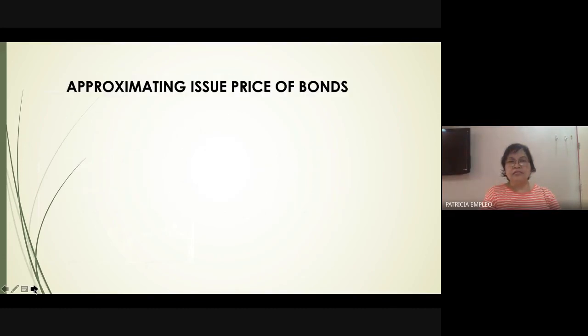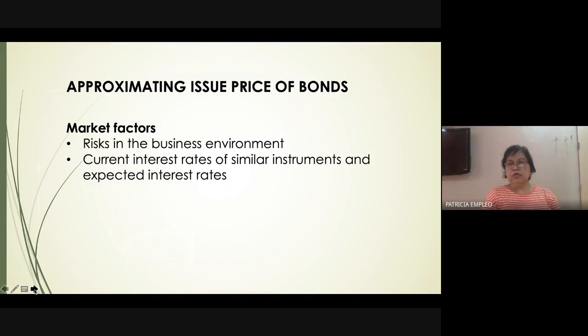Bonds do not always sell at face value. The ideal is that the issue price of the bonds is equal to its face value. However, in most instances, bonds sell above face value or below face value. So what are the factors that affect the issue price of the bonds? The factors may be grouped into two: the market factors, which include the risk in the business environment, the regulatory environment, as well as the political environment. Market factors also include the current interest rates and the expected interest rates of similar instruments.